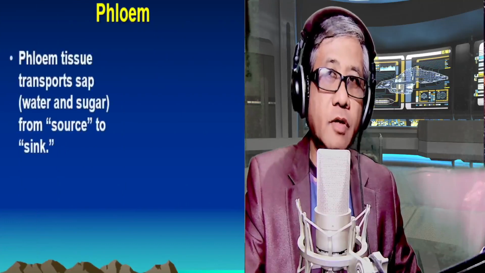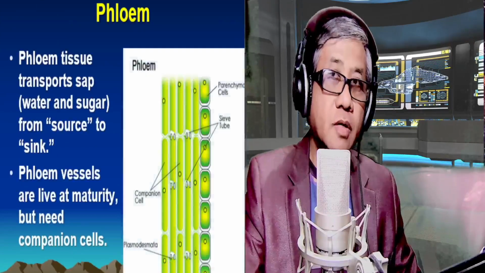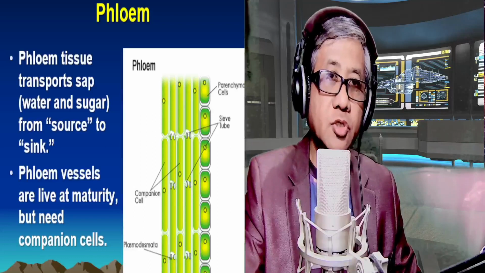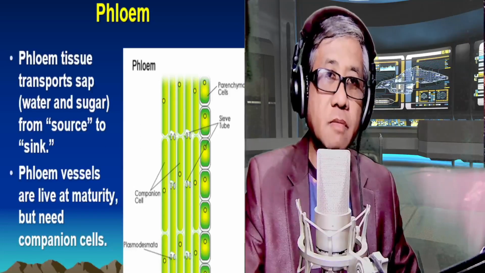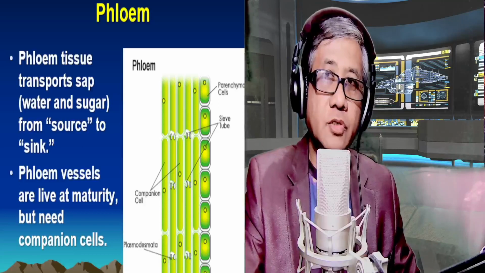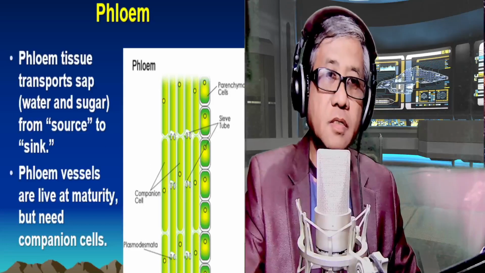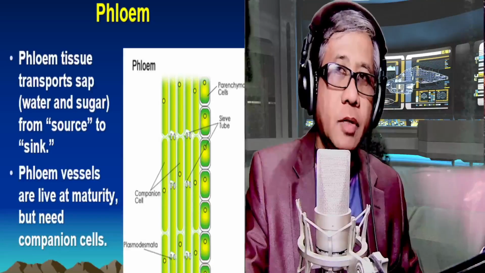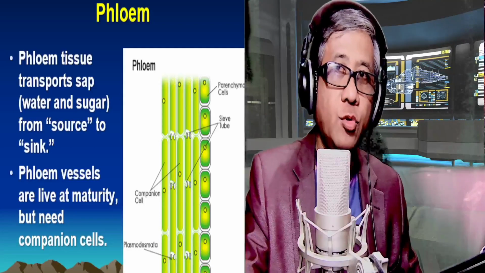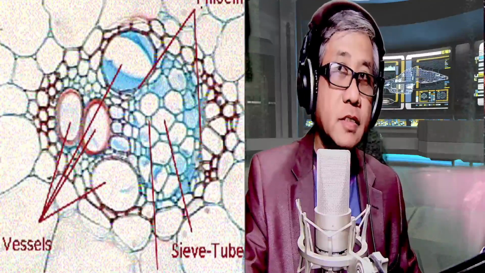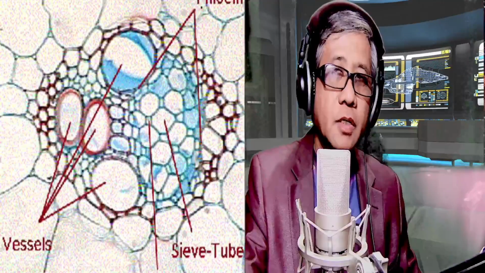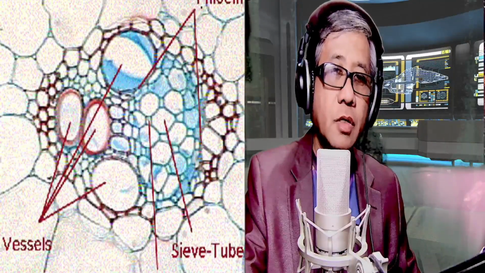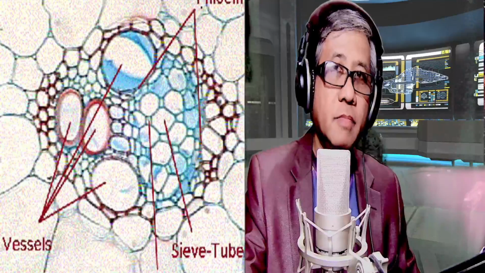Now for the phloem. Phloem tissue transports sap, that is water and sugar, from the source, which is the leaves, to the sink, either fruits or the flower. And phloem vessels are alive. They are made of living cells at maturity, but they need companion cells. Let's take a look again at this photomicrograph of the xylem vessels and the phloem. Like we mentioned earlier, the phloem tissues are alive, together with companion cells and sieve tube elements.